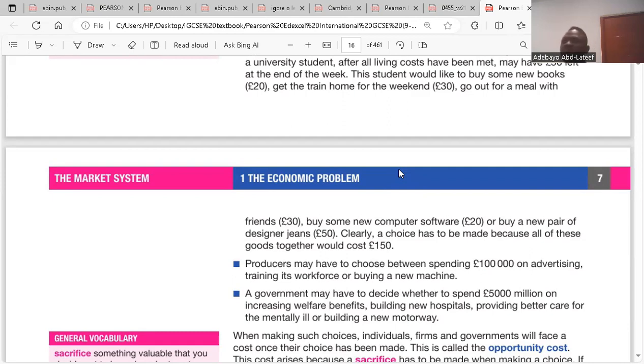So for individuals, what choice do they make? They decide on how to spend their budgets. Do you understand? So individuals have to decide on how to spend their limited budgets. The money you have is not always enough for you to buy everything. Yes or no? Yes. So you have to decide on how to spend it. That is as an individual, like you, like me. Then we have producers. For producers, they have to decide on what to invest on.